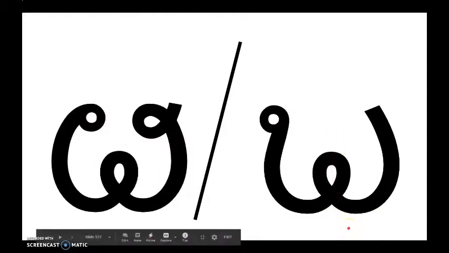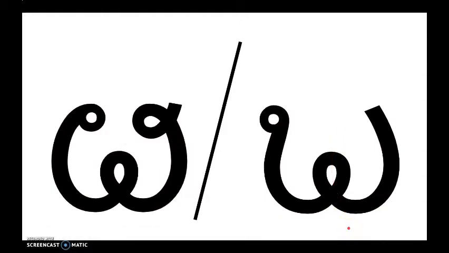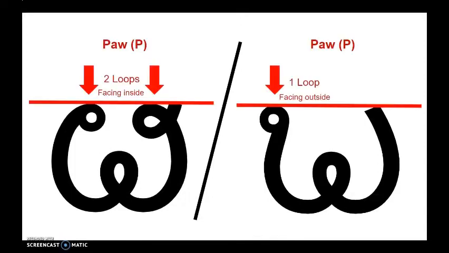Okay, do you remember what these two are? Now again, your key is that they're even across the top. These are paw, both of them. Okay, they're even across the top. They look like a W. They are paw.